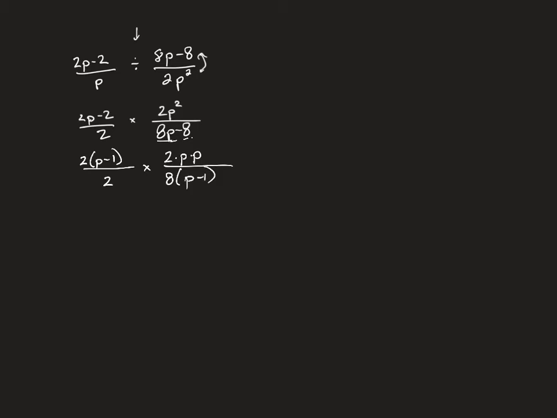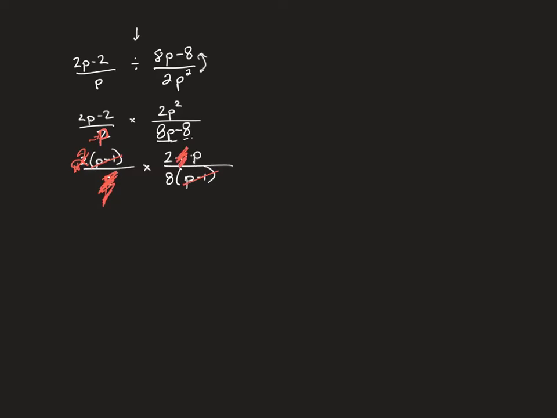Now I look for anything on the bottom to cancel with anything on the top. So there's a p minus 1 and a p minus 1. Here's a 2 and there's a 2. Is that all? I thought I could cancel a p out. Oh, hold on. Where'd I get this 2 from there? Should have been a p. This should have been a p, so that 2 should still be there. So this p I can cancel with this p.